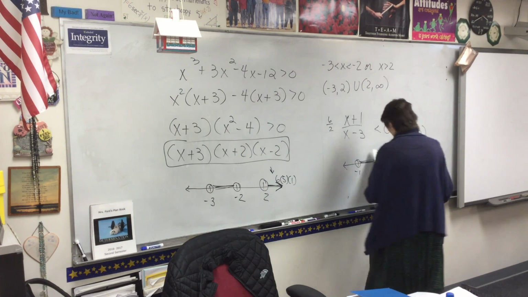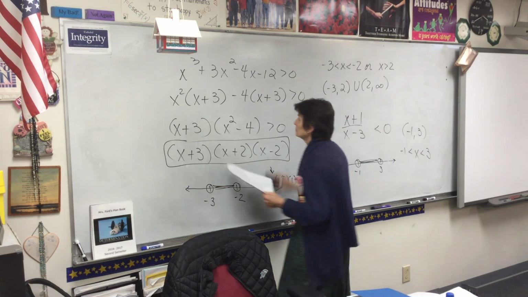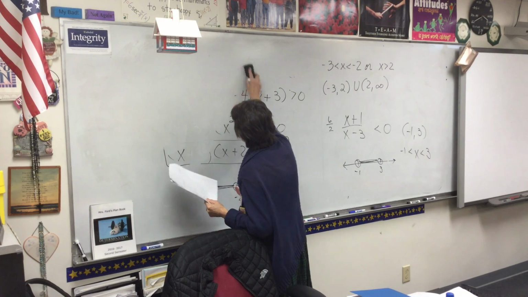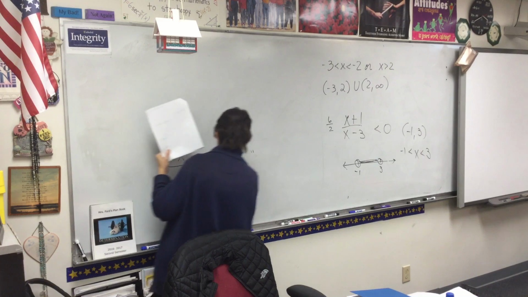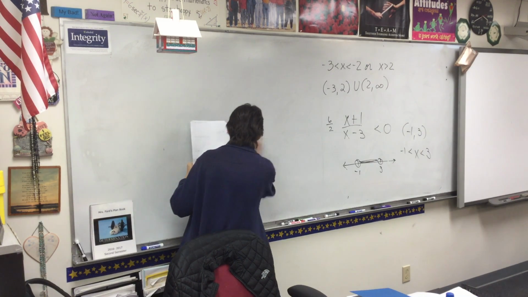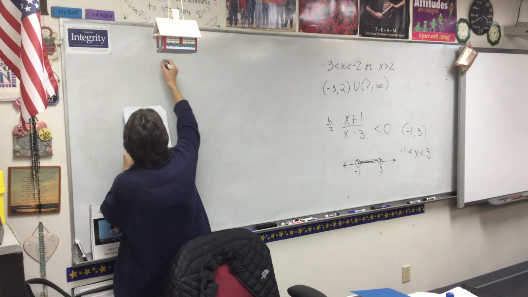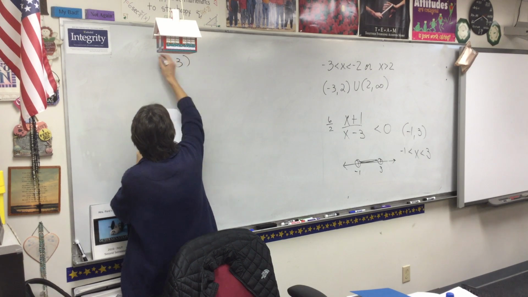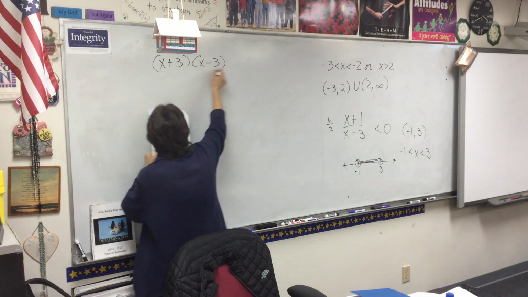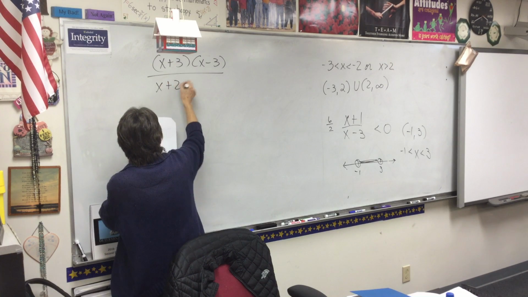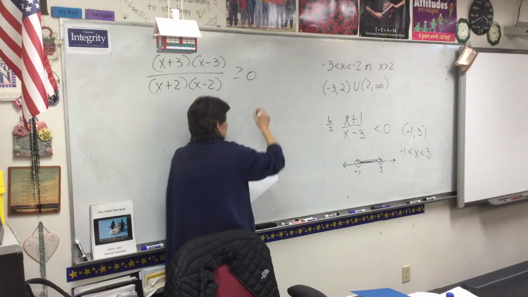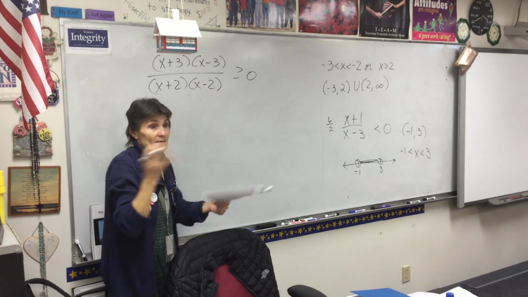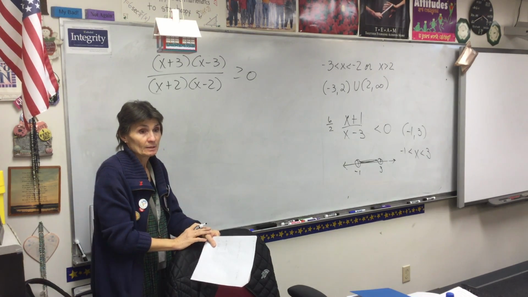Oh my goodness, look at number 9. What do you think we're going to have to do with number 9? Factor. We're going to have to factor it. So the top, +3 minus 3, and the bottom, +2 minus 2. I don't know if it's bad news or good news, but nothing cancels out, right?